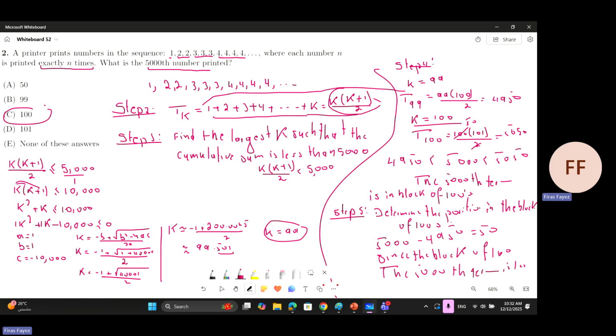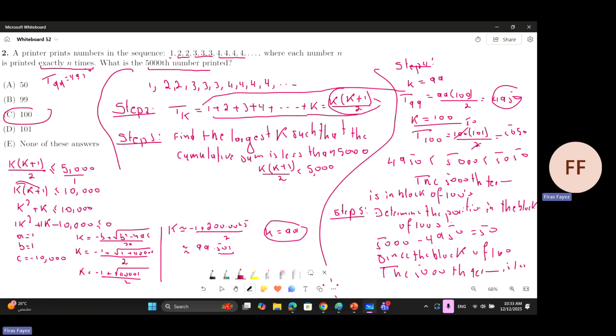So the 5,000th number printed is what? It is 100. So guys, I will re-explain step number 5, because it is very tricky. So I will re-explain the position of the 5,000th term in the sequence. So the cumulative sum of terms up to number 99 is what? T99, we got this number.